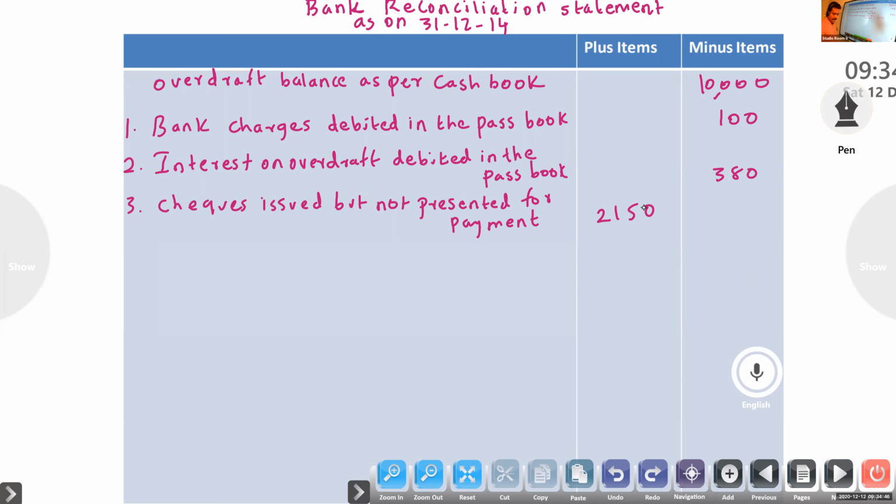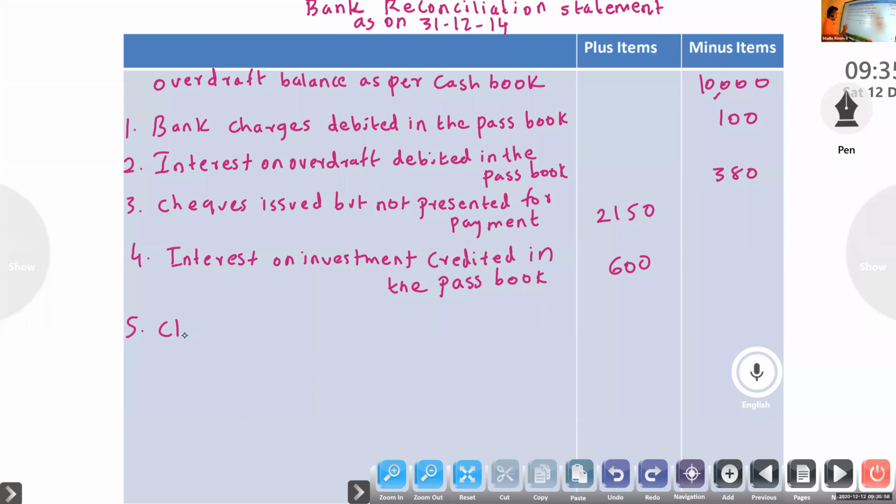Next, last, checks paid into bank but not cleared, but not collected. Anila, plus or minus? Minus. Yes, minus.